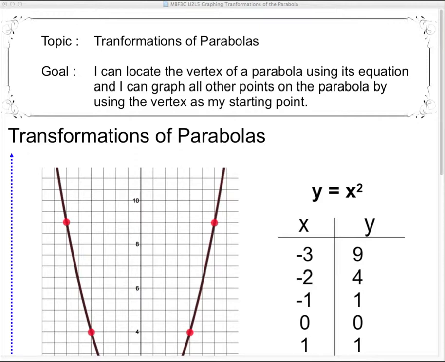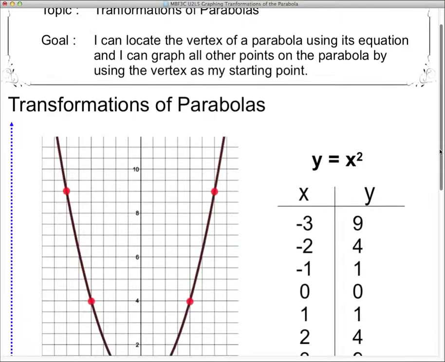Our topic today is transformations of parabolas, and our goal: I can locate the vertex of a parabola using its equation, and I can graph all other points on the parabola by using the vertex as my starting point. We're going to look at the pattern first here. So we're talking about the transformations of the parabola.